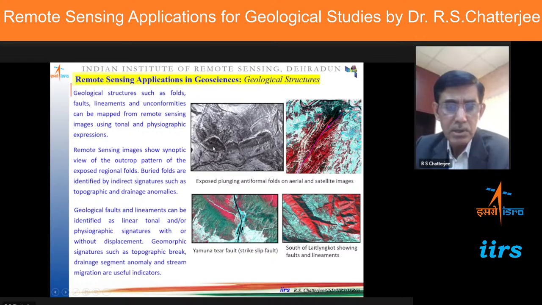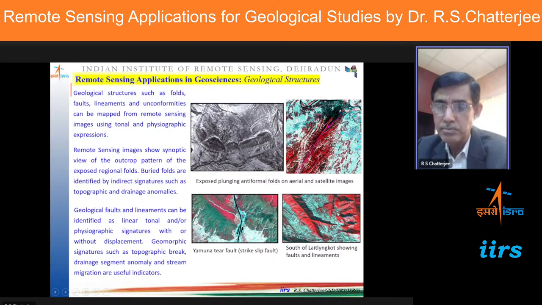Okay. Now coming below, you see the illustration on the lower left. This is a very prominent fault. In fact, it is a tear fault, the Yamuna tear fault, and these are the Sivaliks. The Sivaliks are offset here by this Yamuna tear fault. It is a strike slip fault. And on the right side, you see there are faults also, but there are mostly lineaments.